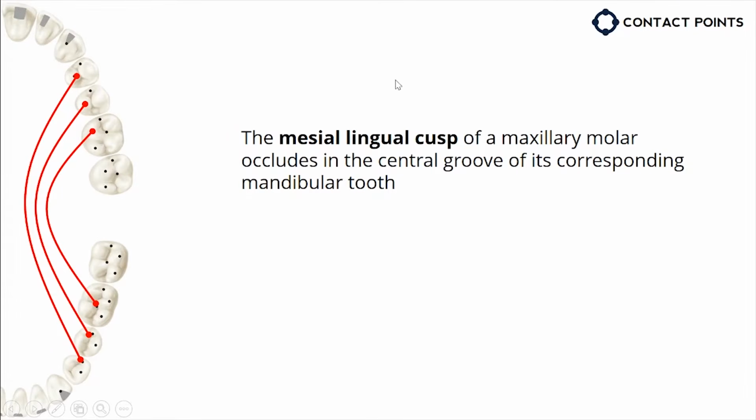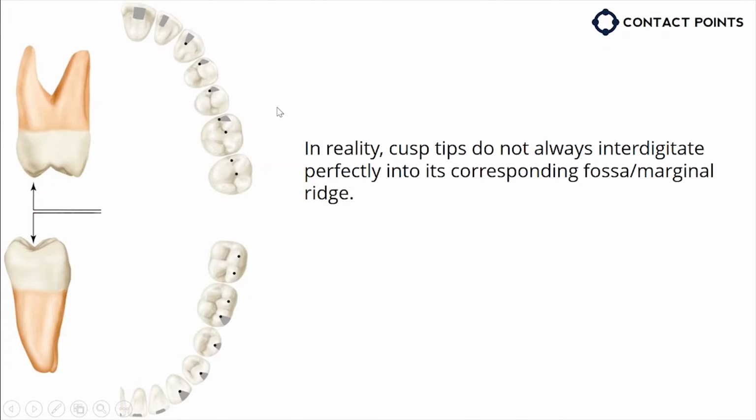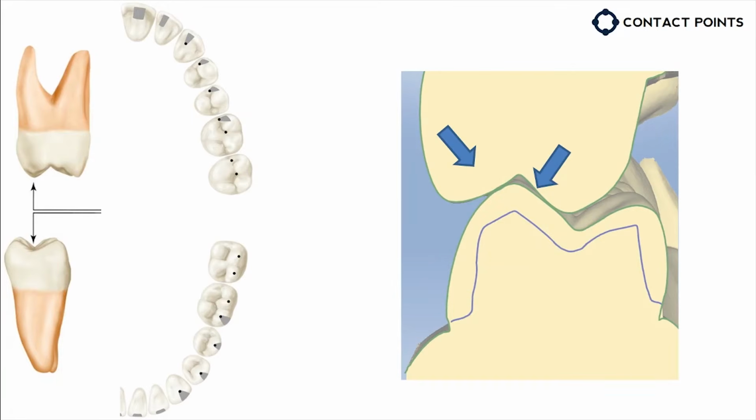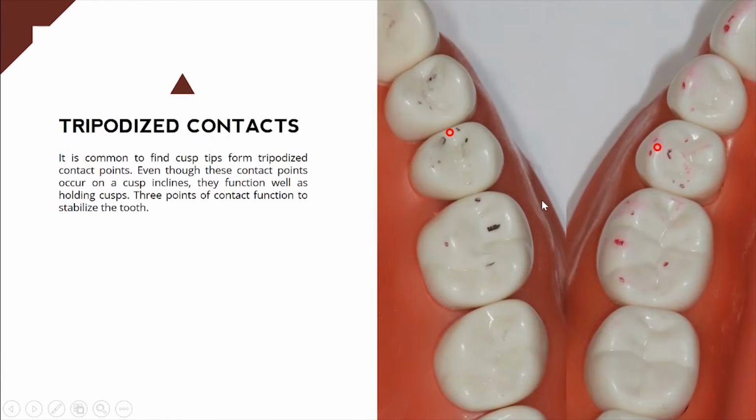Basically, I don't need you to exactly memorize all these things, but the more that you do this equilibration exercise, the more you'll get to a point where you don't really have to think about where these are. You're just going to be able to visualize where they ideally interdigitate. After a few rounds of this equilibration, this should come fairly naturally to you. Another principle that I want to highlight is that cusp tips don't always necessarily interdigitate perfectly with their corresponding fossa or marginal ridge. If we look at this picture here, we can see that the contact point isn't actually at the cusp tip and in the central groove, but rather it's on the inclines of these teeth.